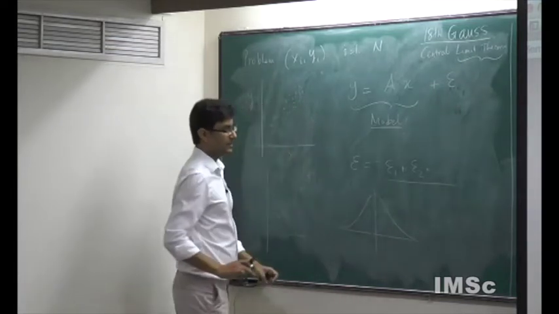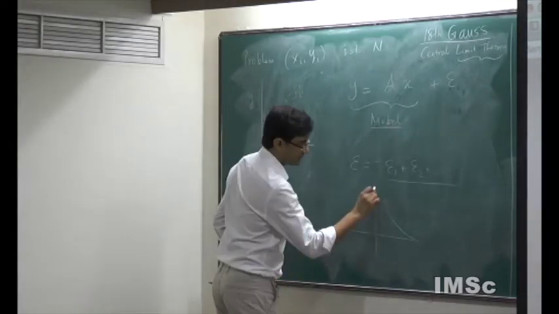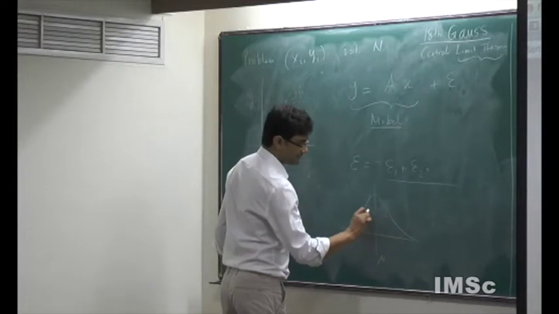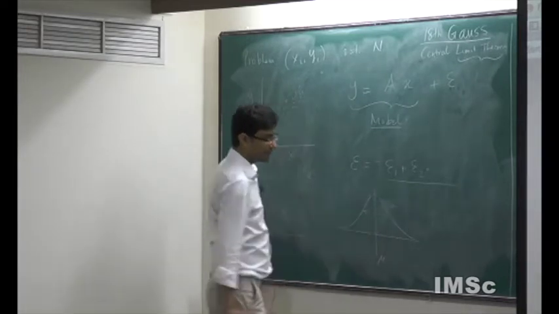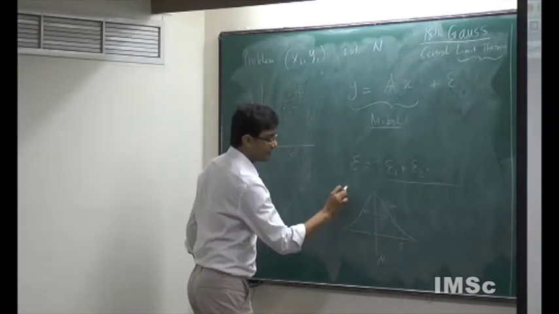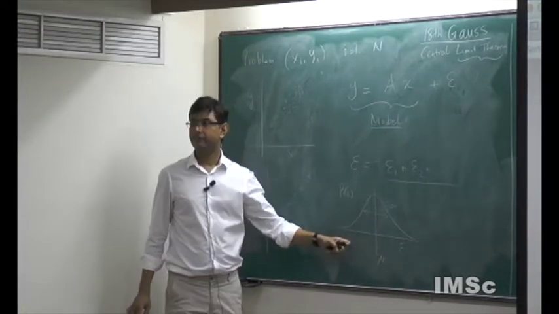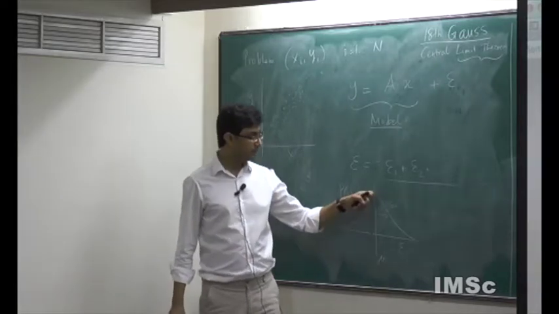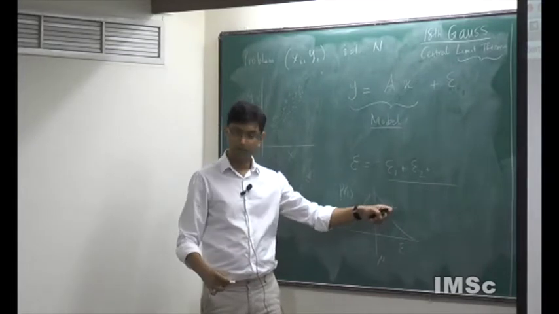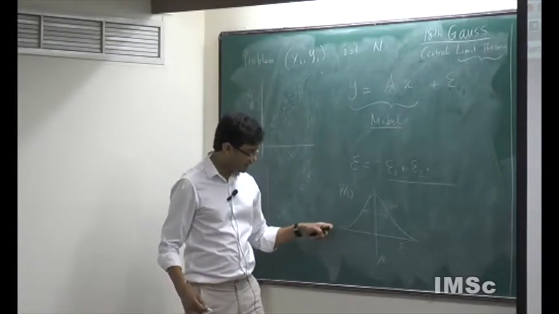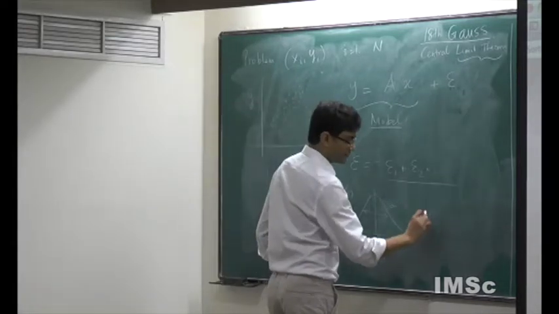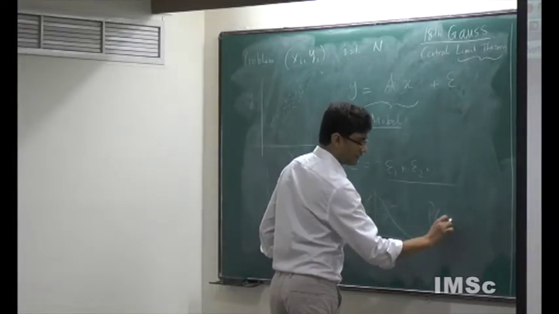So the probability that this error, so this has a mean, which is called mu, and it has a spread, which is given by sigma. And this is the value of the error. This is the probability that the error will have this value. Okay. So the most probable value of the error is around the mean, and then there's a spread around the mean given by this quantity sigma. Okay. And this function, this bell-shaped curve, is given by this distribution, P of epsilon.